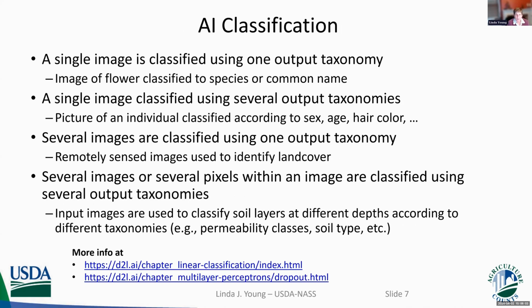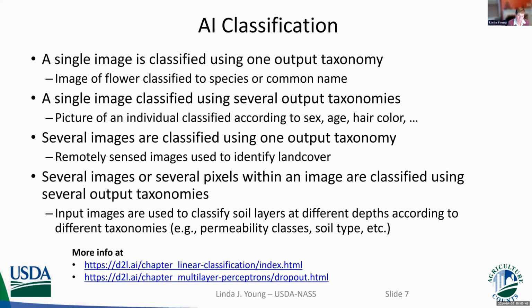One of the useful things for AI is various forms of classification. It could be we want to take a single image and classify it using one output taxonomy. So we might have an image of a flower and want to classify it according to species or its common name. A single image may be classified using several output taxonomies. For example, suppose we have an individual and we want to classify that person based on the image according to sex, age, hair color, or any other attribute.